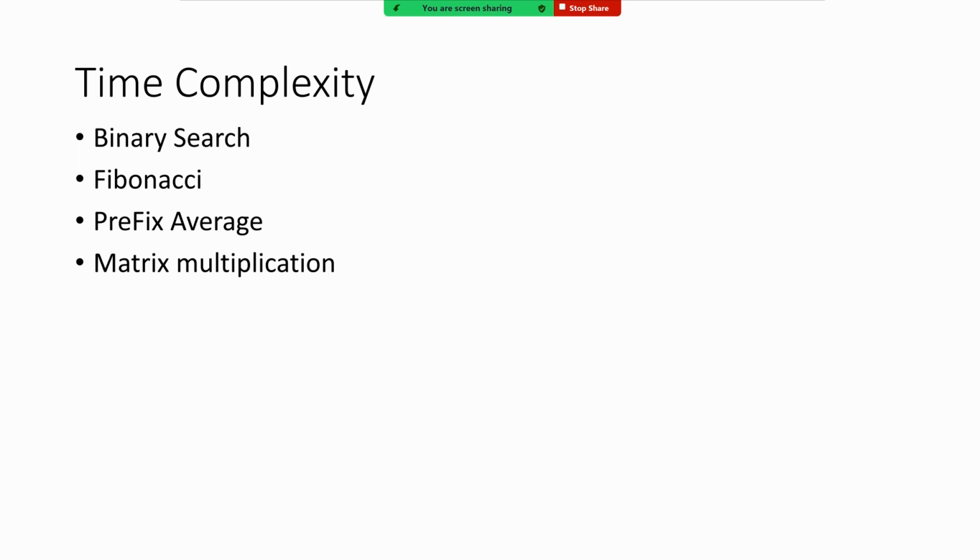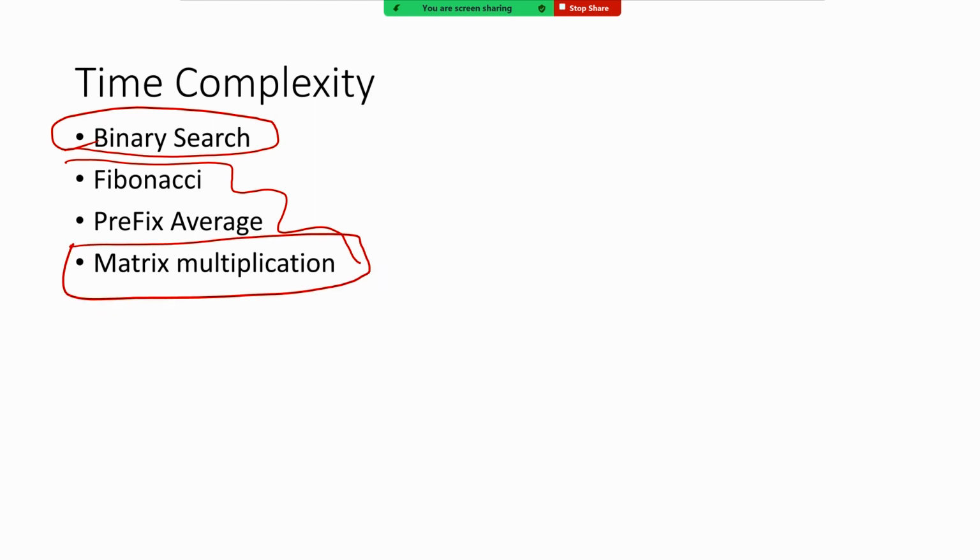And so far in this course, in the previous week, we looked at binary search. This week, we looked at Fibonacci and prefix average. And we've spoken very, very briefly about matrix multiplication, but we haven't actually touched upon it. How do you grade them? How do you rate them in terms of time complexity? You already have a sense because you've done some of the math, you've run some of the numbers. We haven't just introduced the terms.